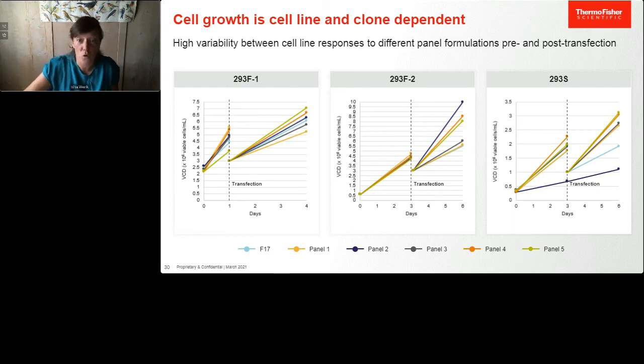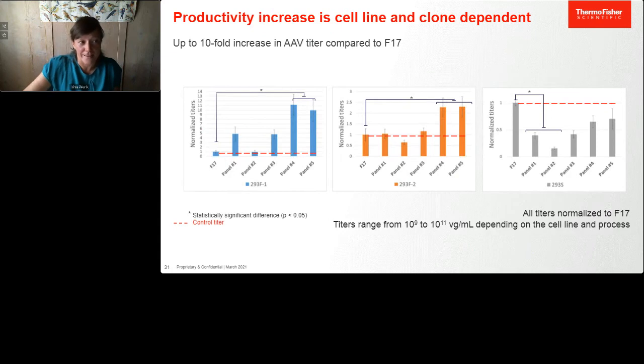However, there's no correlation between decreased VCD and titers reached. So for this slide here, and that's the very interesting one about the productivities and the titers, I would like to highlight or add one note first. We have normalized all titers to our freestyle F17 medium to compare results better.